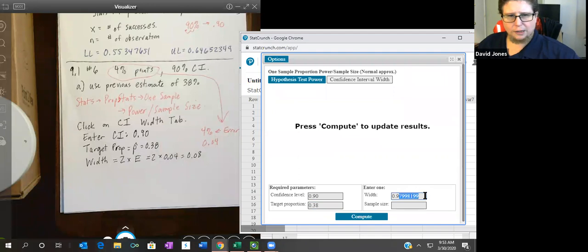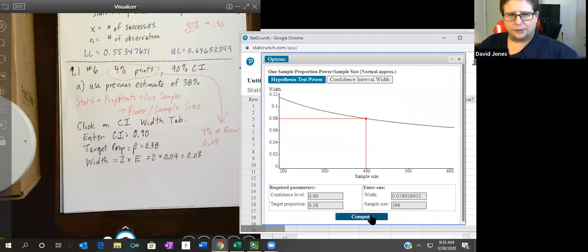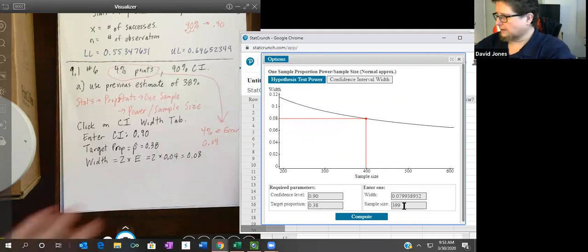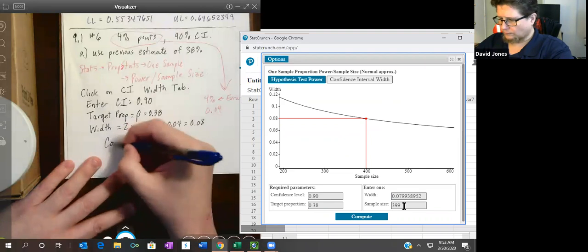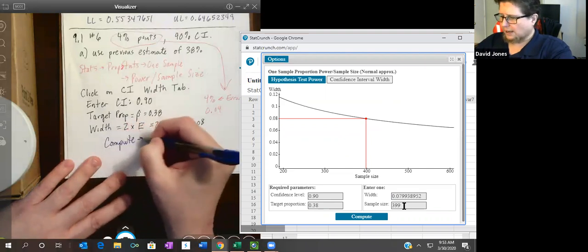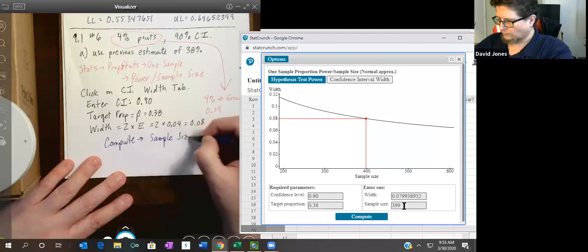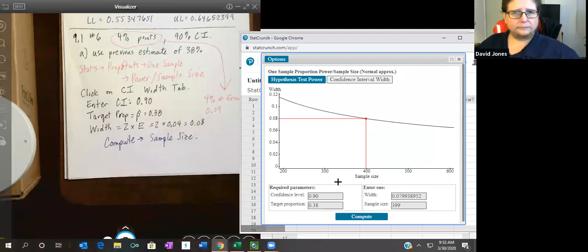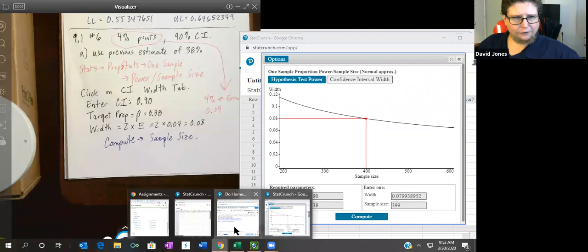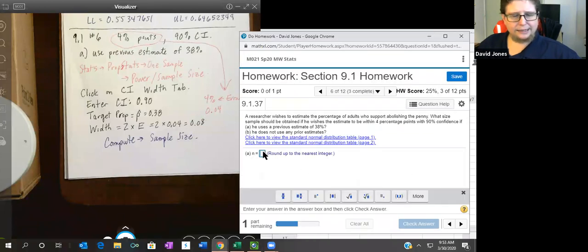So I'm going to change my width to 0.08. Click compute, and it spits out the sample size. And out pops sample size. So for part A, I need to do 399. It does tell us to round up, but 399 is already an integer, so I don't need to do anything.